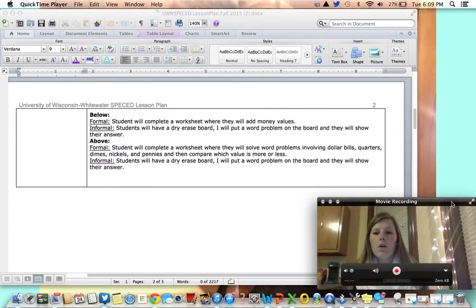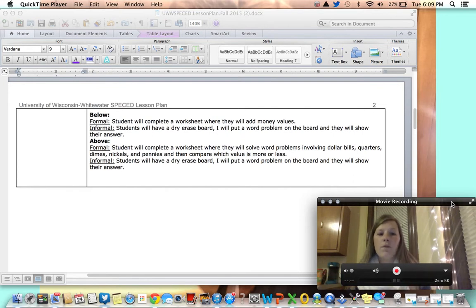For the below target kids, they'll complete a worksheet where they'll just add money values. So the money values that would be in the word problem are already taken out, so they already have that. So all they have to do is the adding. And then for the above kids, they will complete a worksheet. Same thing, they'll solve the word problems, but then they'll compare which value is larger or smaller.